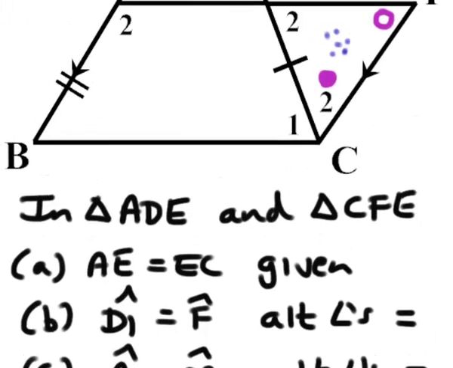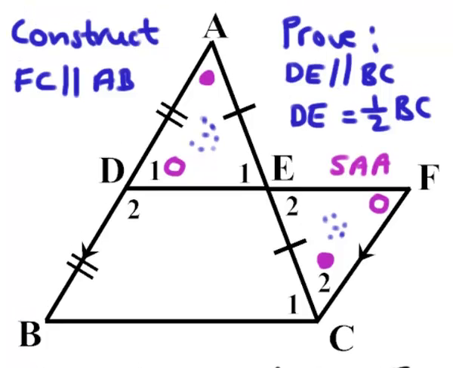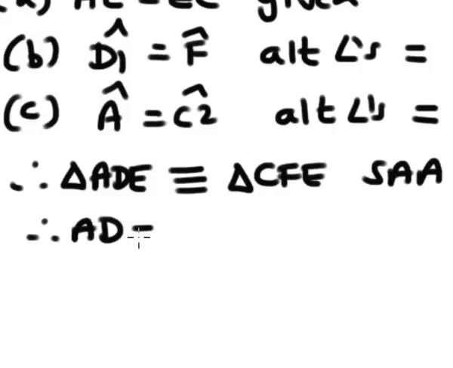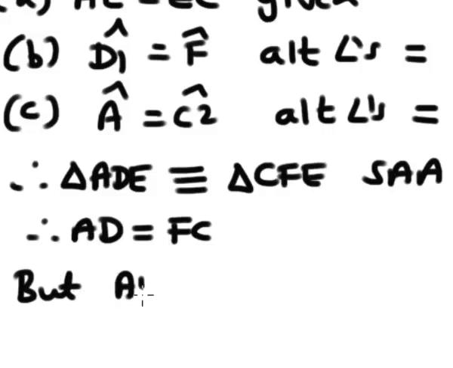Now if the triangles are congruent, automatically we can conclude that the length of AD is equal to FC. So we can mark those off there. Therefore AD is equal to FC. But what else do we know? What do we know about AD? AD is equal to DB.